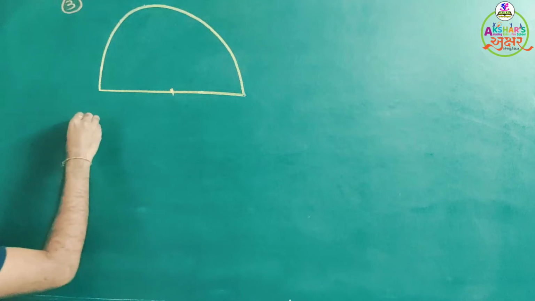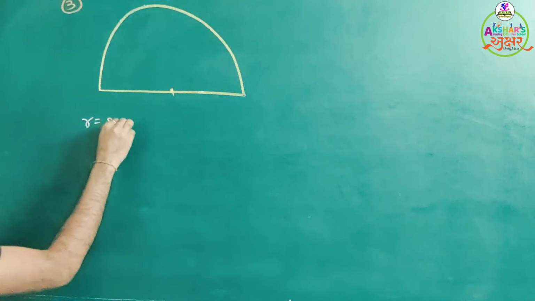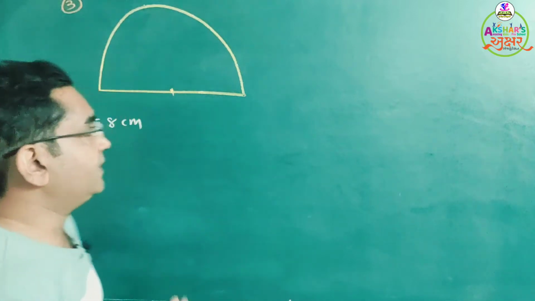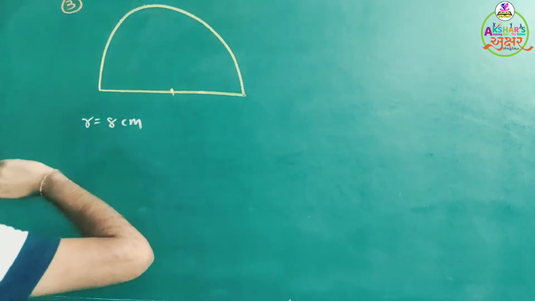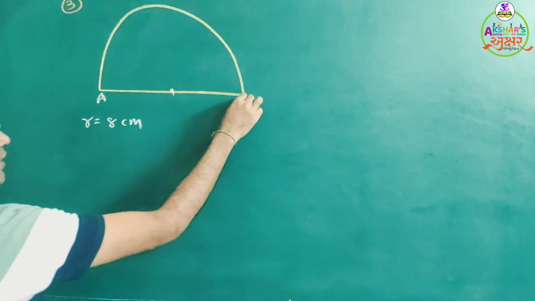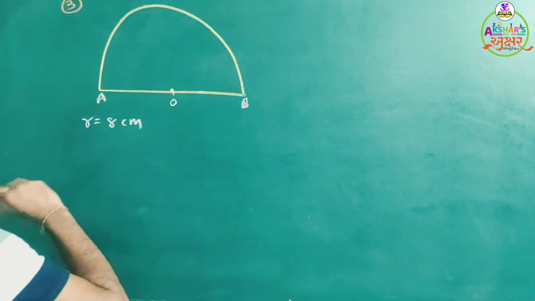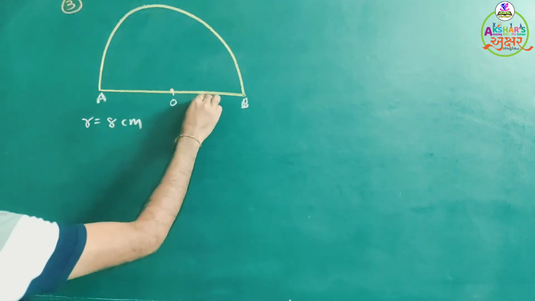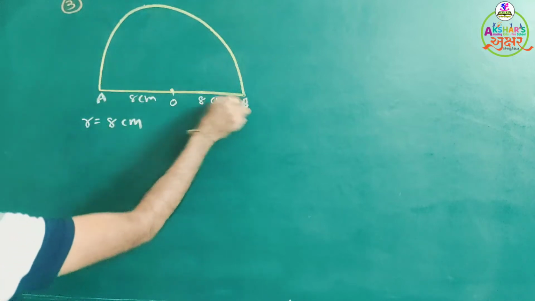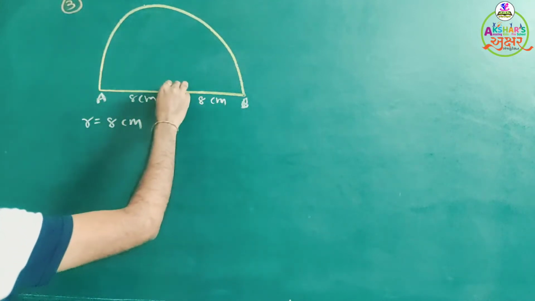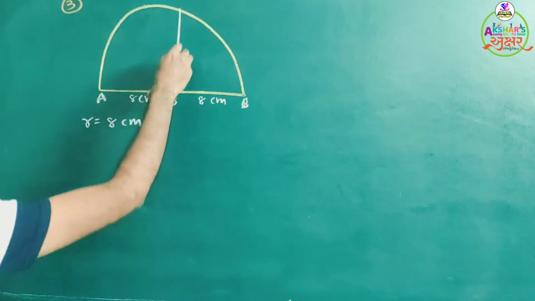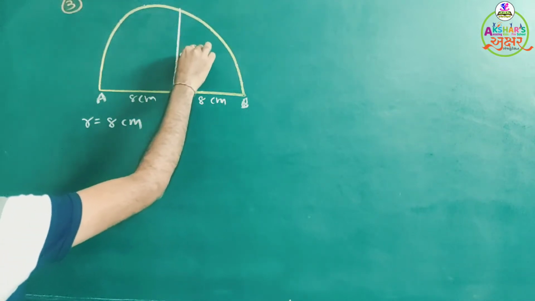Radius is given, R equal to 8 centimeter. Question is, what is the largest triangle that can be inscribed in this semicircle? Largest triangle. So here let's say this is end point A and B, this is center O. So if the radius is 8 centimeter, we can take this one as a base of triangle, and if we draw one radius which is perpendicular to this one, so maximum height will be 8 centimeter.